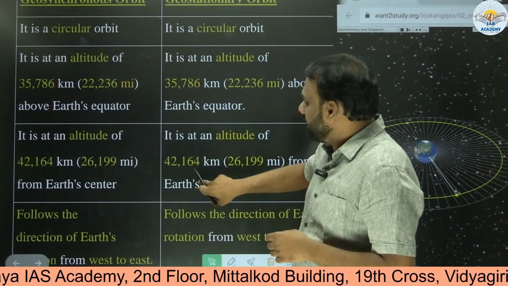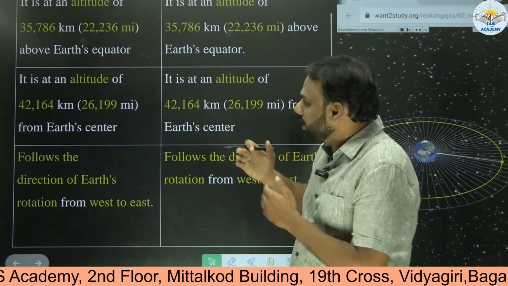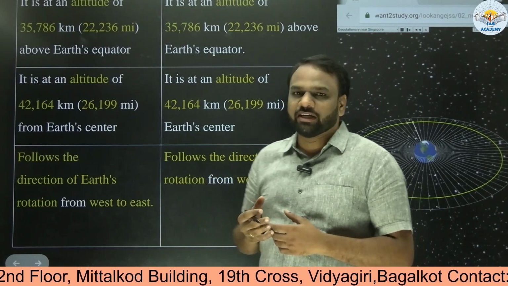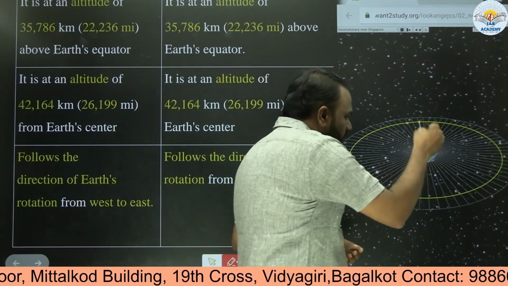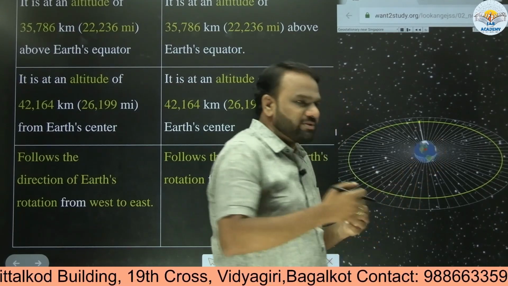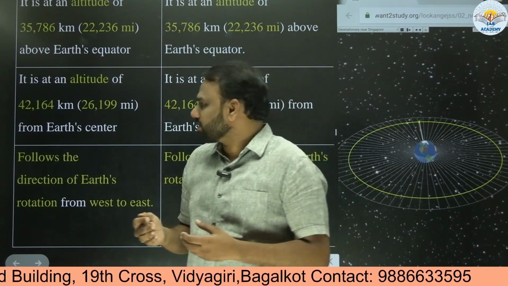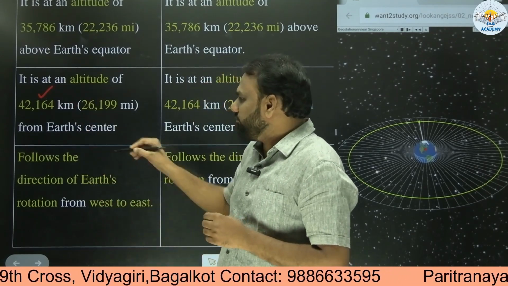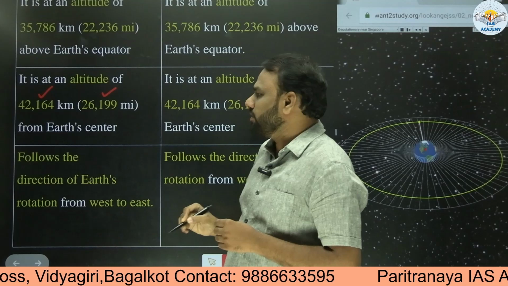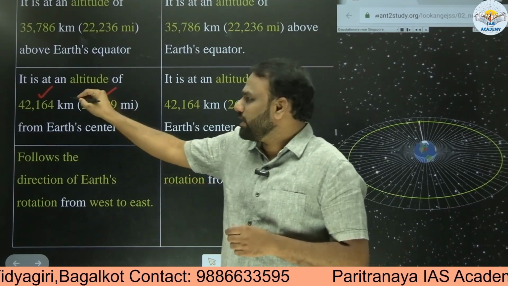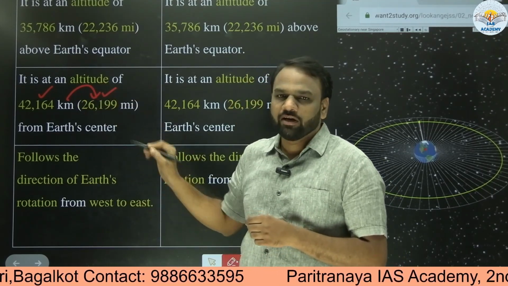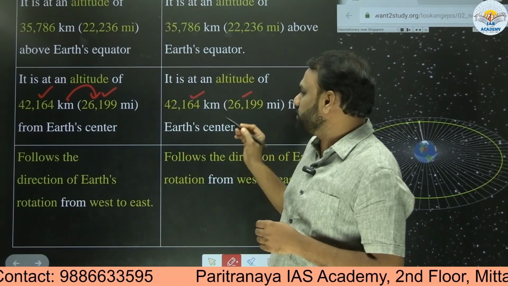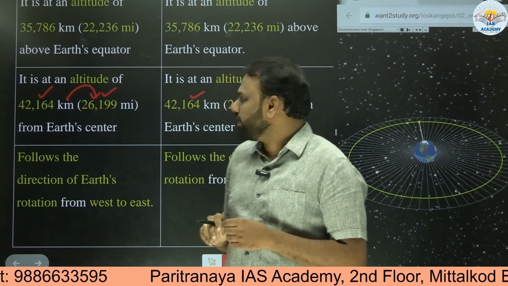Next, that is an altitude from the Earth's surface. But if you calculate the distance from the center of the Earth, it will come to 42,164 kilometer, and if you convert it into miles, it is 26,199. Even these values are important. It is the same for the geostationary orbit as well.